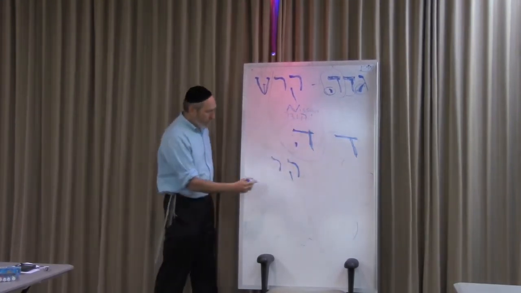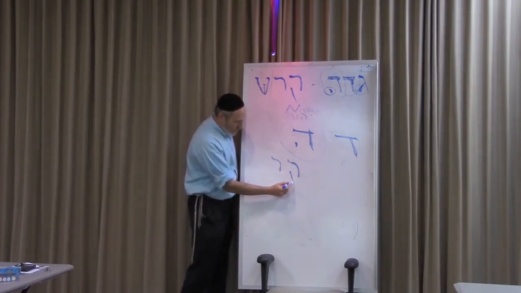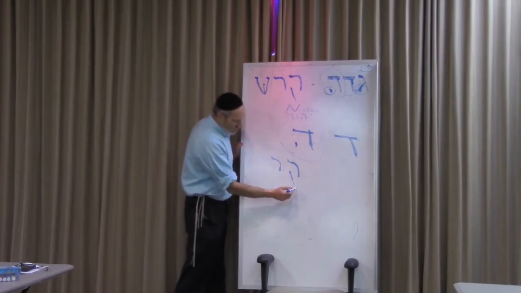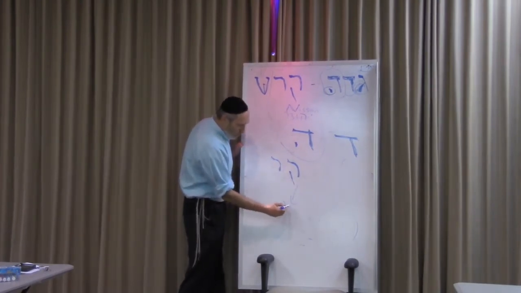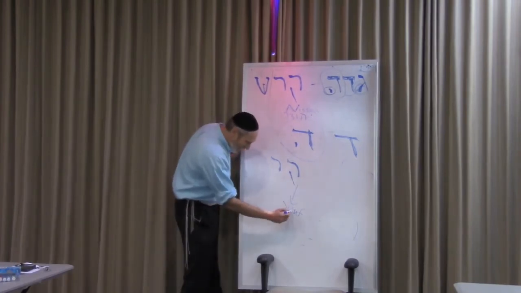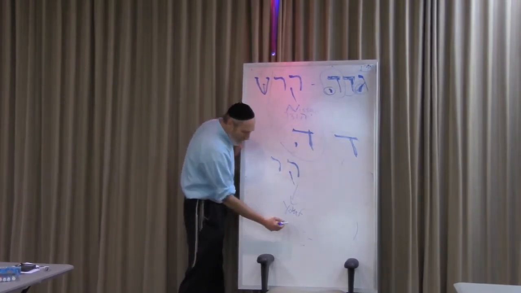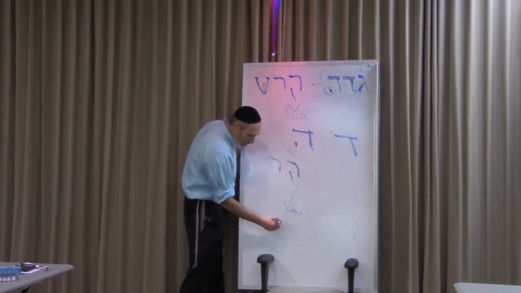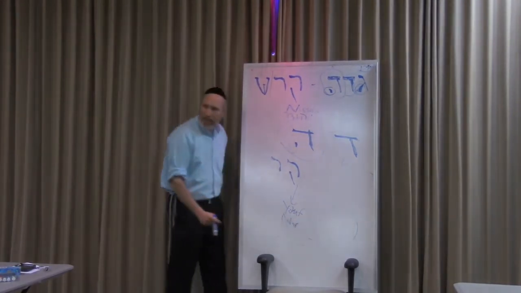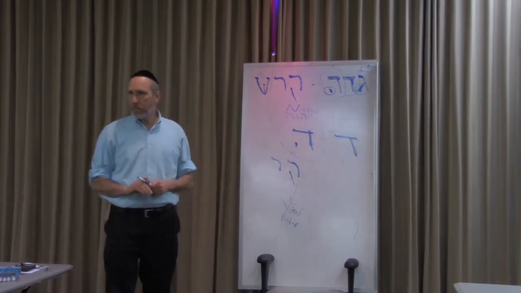Now, what does the kuf line up with? The kuf is, according to some of the traditions, lined up with Yosef, and the month of Adar. What happens in Adar? Purim.